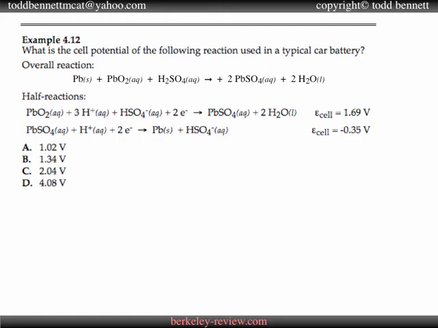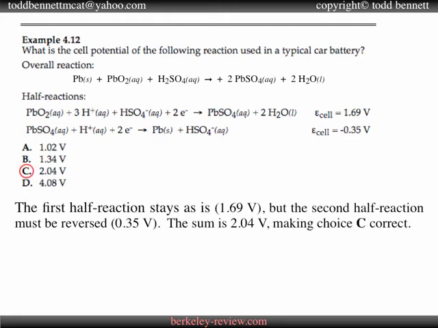The upper reaction for PbO2 is written correctly, but the lower reaction for Pb is backwards. So I need to flip that reaction around. So 1.69 stays as it is, but the second one has to be reversed to make it, instead of negative 0.35, positive 0.35. The sum is 2.04. So this has absolutely nothing to do with the Nernst equation. This is one of those review questions from earlier in the chapter that I threw towards the end, just to make sure you're still moving along. If you're tunnel vision on the Nernst equation, doing a question that suddenly has nothing to do with it makes you go back to that neutral setting, that how do we look at a general question.